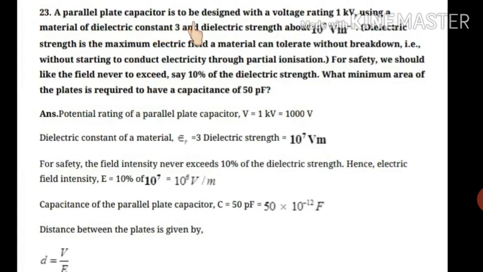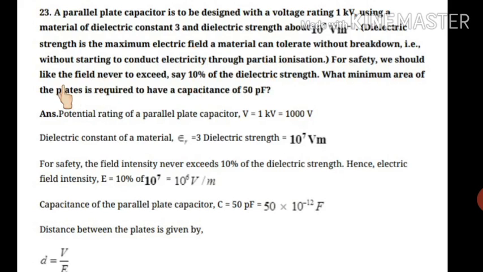A parallel plate capacitor is to be designed with a voltage rating of 1 kilovolt. So they have given 1 kilovolt, or we can also say 1000 volt, using a material of dielectric constant 3. Dielectric strength is given as 10 to the power 7 volt per meter. Now what is dielectric strength, which we have already discussed? Dielectric strength is the maximum electric field a material can tolerate without breakdown, that is, without starting to conduct electricity through partial ionization. So basically dielectric strength is nothing but electric field only.